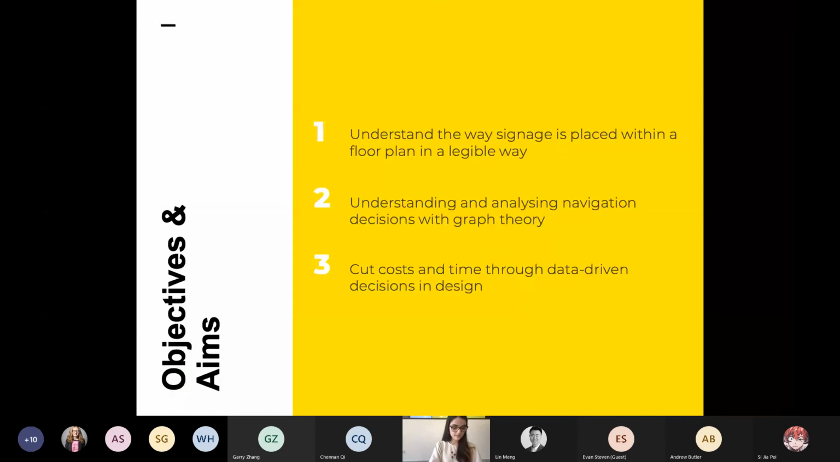So through these processes, the aims of saving time, cutting costs, and creating data-supported decisions can be achieved. Along with this, the project's objectives involve an understanding of how signage is optimally placed through spatial decisions.